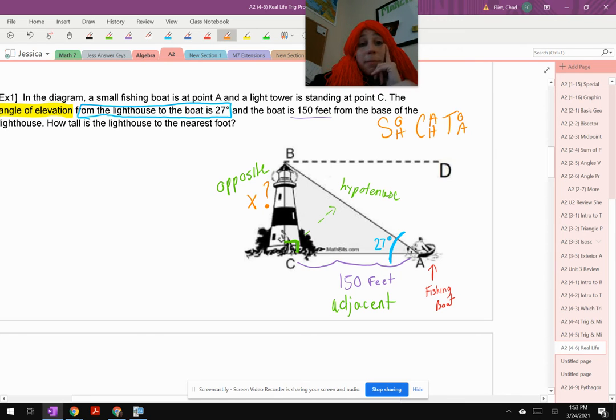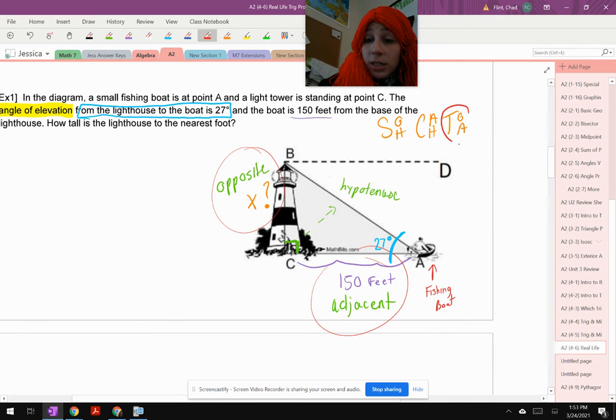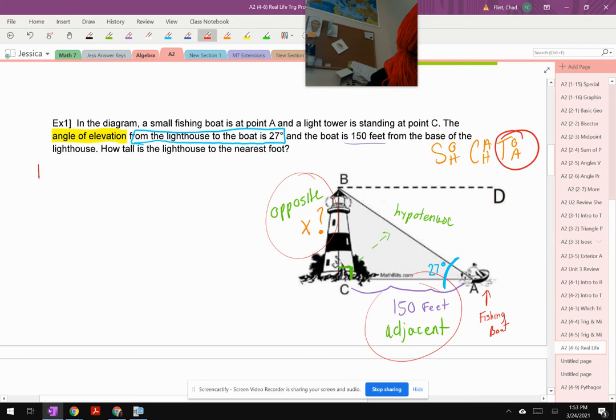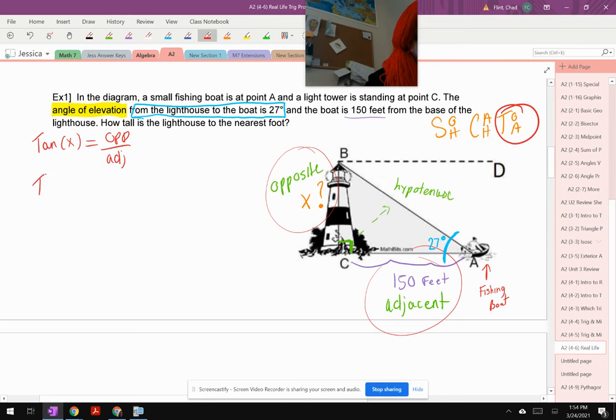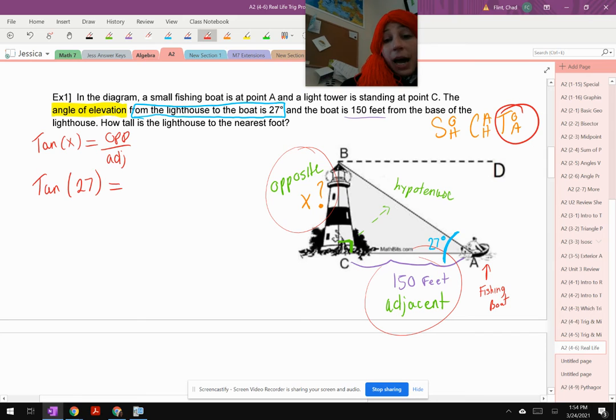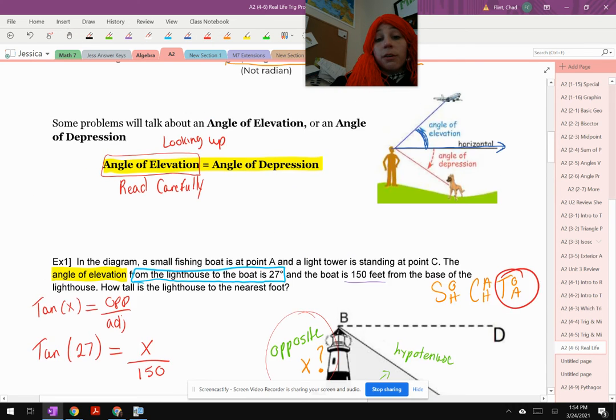So in this problem, I'm given the adjacent and I'm looking for the opposite. So I'm going to be using the trig function that works with opposite and adjacent, which is tangent. So tangent of whatever angle is equal to opposite over adjacent. So tangent, the angle that I'm using here is 27, so I can fill that in. The opposite is my unknown X, and the adjacent is that 150 that I do know. So here, am I looking for a side or an angle? Well, the angle's filled in, so I'm looking for a side.